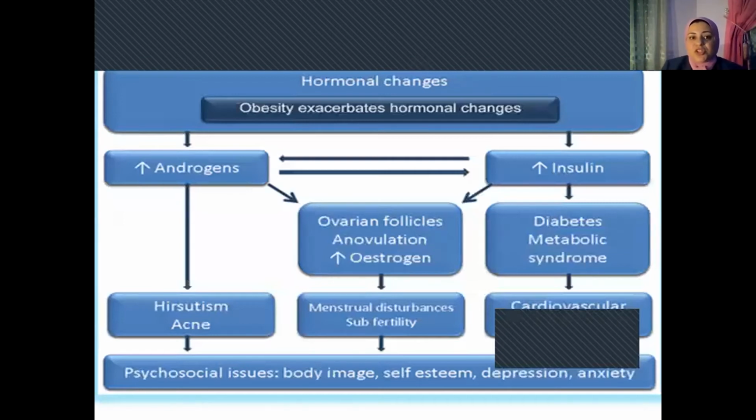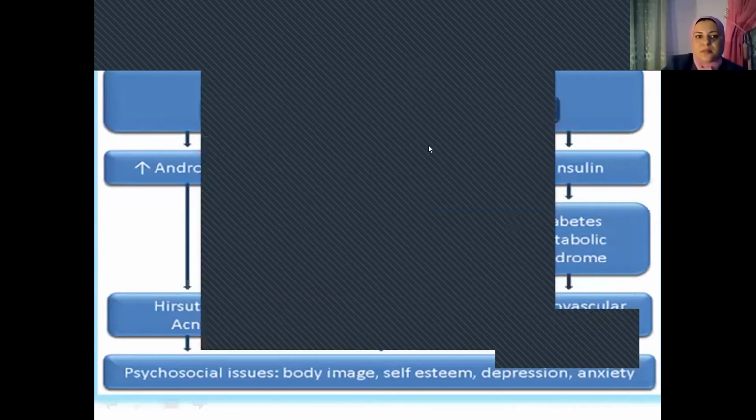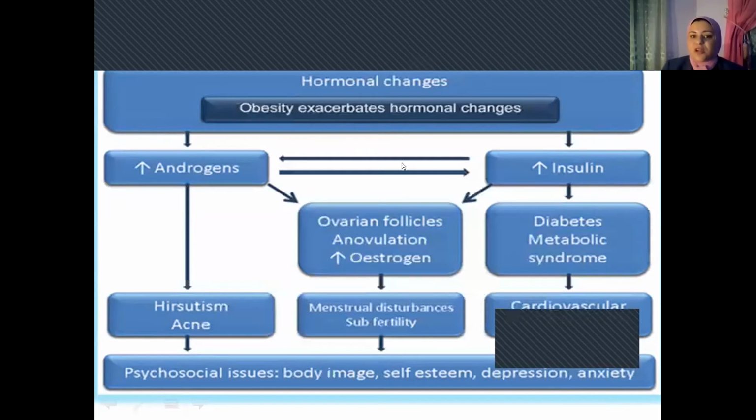Obesity exacerbates hormonal changes, increasing the androgens, the insulin, and affecting ovarian follicles and ovulation, and increasing estrogen, so the patient will suffer from menstrual disturbances and subfertility. The increase in androgens causes hirsutism and acne. The increase in insulin causes the metabolic part of the disease, which is diabetes and metabolic syndrome, causing cardiovascular risk. The patient also suffers from psychosocial issues: body image, self-esteem, depression, and anxiety.